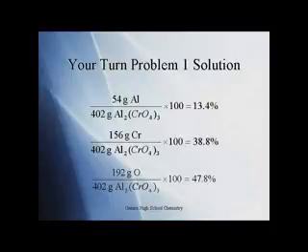When we add those percents together, they come to 100%, which it should, and if it doesn't, that's a good sign that you need to go back and identify where you may have made a mistake, either in determining the molar mass or the mass of the individual elements in the compound.